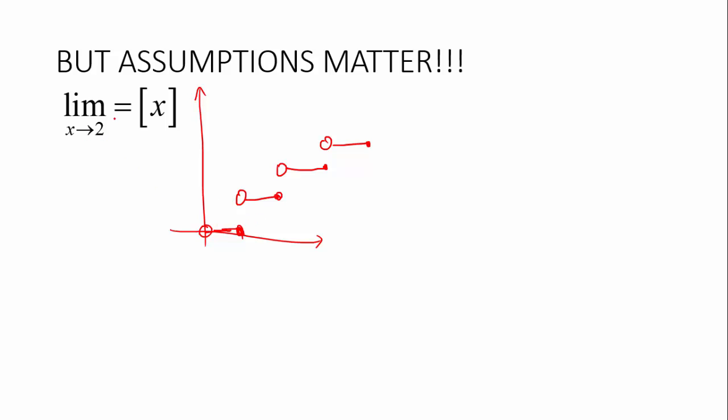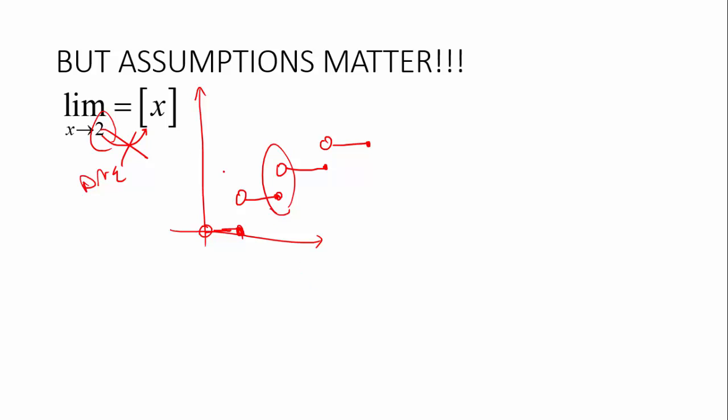Well, if I look at the limit as x approaches 2, if we look at 2 here, is the function continuous? No, because the limit as x approaches from the left is 1, but from the right, it's 2. So the limit as x approaches 2 does not exist. So I can't just plug the 2 in and say, oh, it's the greatest integer of 2, which is 2. I can't do that because it's not continuous at 2. Okay, so you have to be very careful about that.